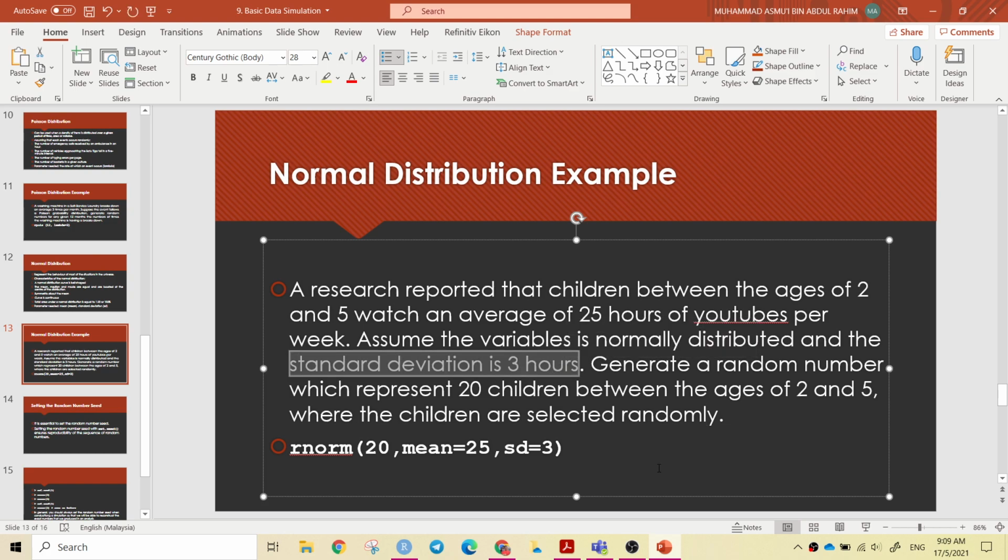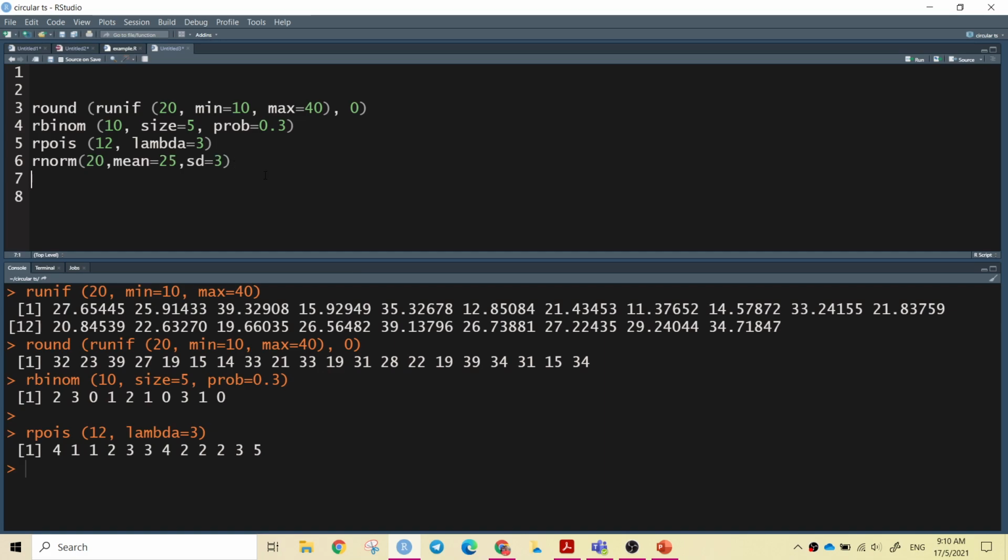Okay, you have to be very careful. If the question gives you variance, make sure that you square root the value first. Variance is the square of standard deviation. Now, if you want to get the standard deviation, you have to square root the variance, right? And then you just generate a random number based on the information given. Okay, and then you run.